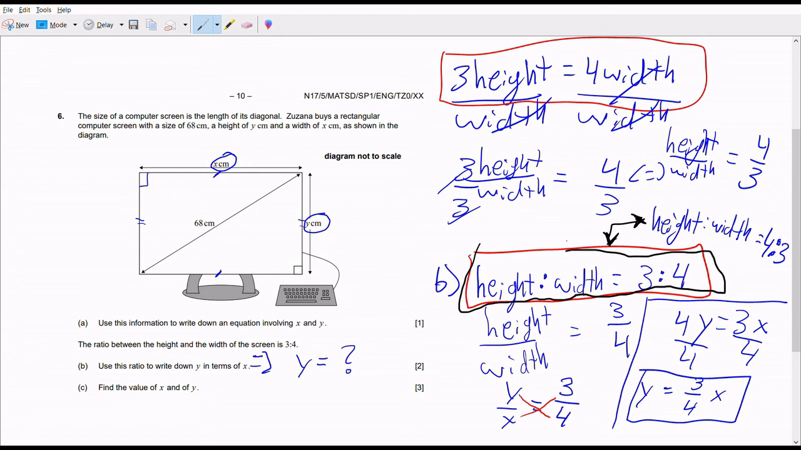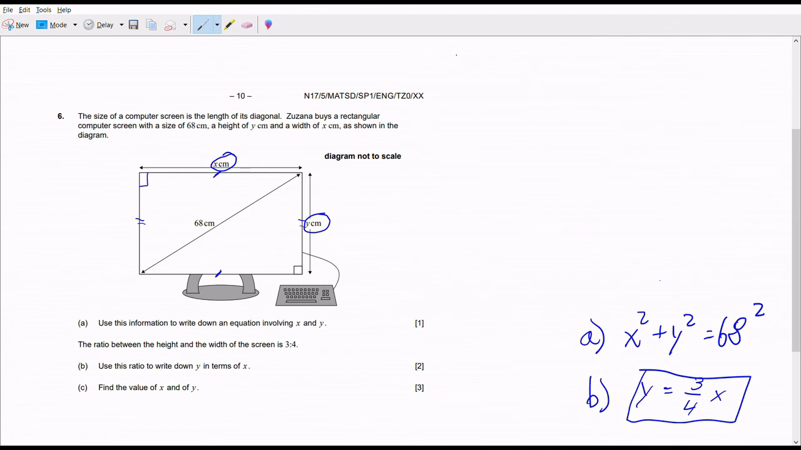Okay? Because even though saying that 3 height is equal to 4 width sounds like a logical way to state it, the math behind it doesn't work out the same. Okay? So you always want to set it up in this manner in order to avoid that mistake. Okay, and finally for part C, they ask us to find the value of x and y.